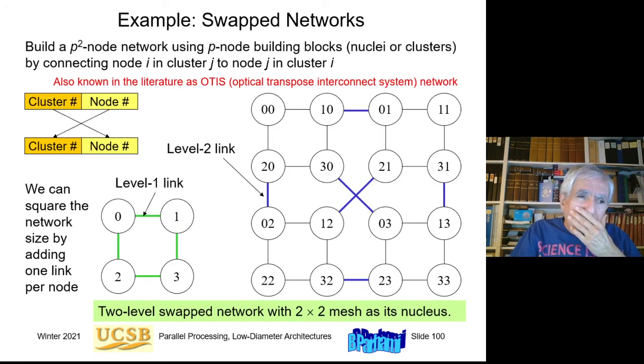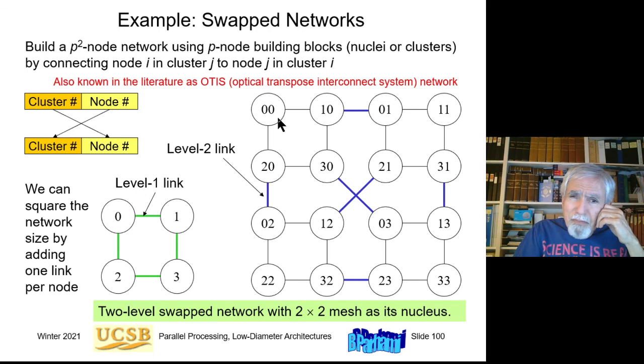Okay, the final example that I show you is the swapped connectivity. Again, this is something that we worked on at UCSB for many years. So it's also an example of a hierarchical network. So let's say I take 4 clusters of size 4. Each of the clusters is a ring, or you can call it a 2 by 2 mesh.